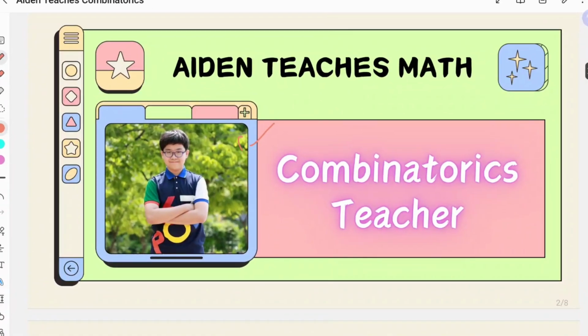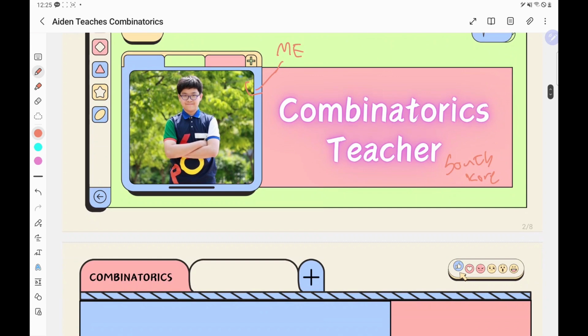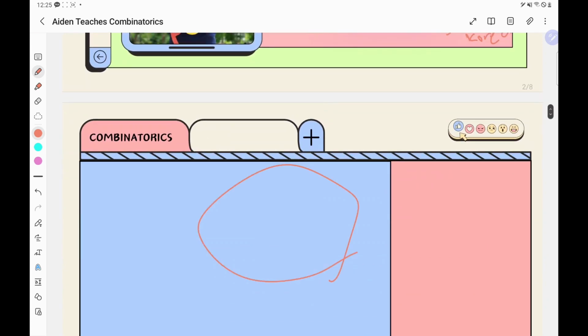This is me, by the way. I'm a combinatorics teacher from South Korea. Now let's start combinatorics. But before I start, on this page, I'm going to talk about the history of combinatorics. So let's get into it.